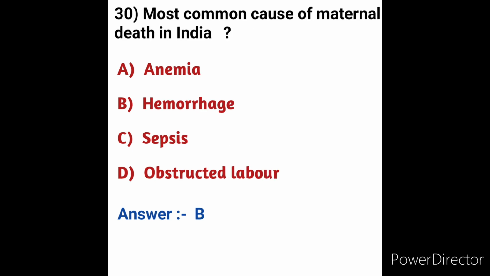What is the most common cause of maternal death in India? We will see the options here. Option A, anemia. Option B, hemorrhage. Option C, sepsis. And option D, obstructed labor. Actually, for the MMR, maternal mortality rate, the first primary leading cause is hemorrhage. Option B is the correct answer.